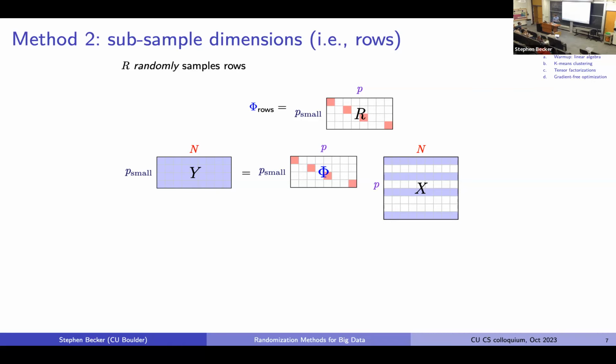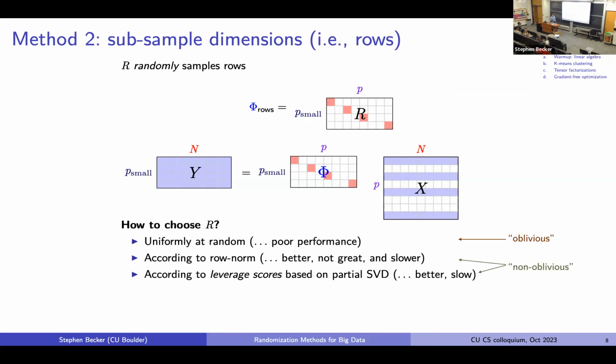Okay, so pretty simple idea, very fast to apply. Now the question is, how do we choose those features? Which ones do we keep? So a simple way is let's just do it uniformly at random. That's cheap, but it doesn't work very well at all. So that's sort of a bad idea. It's done a lot in practice.